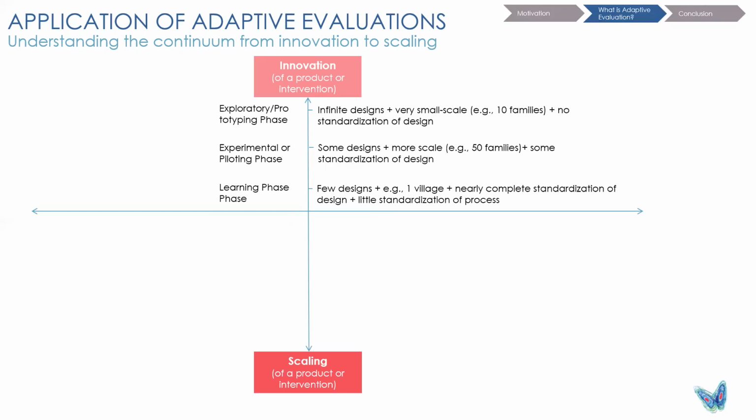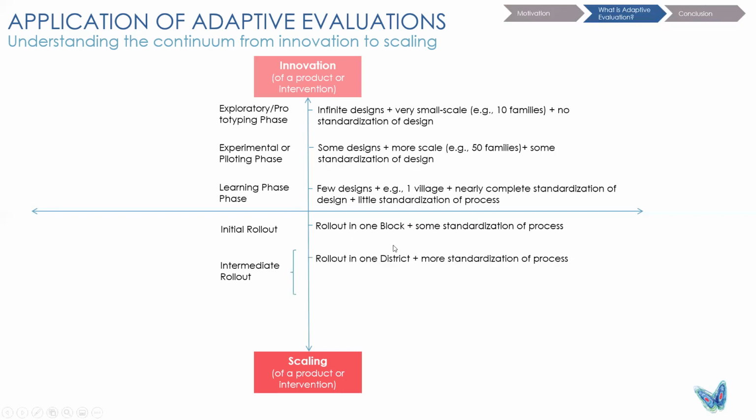At this point, there's a lot of standardization in design, but little standardization of the processes and the contexts that make it work. And from here, you move into scaling. So in an initial rollout, you'd roll out in India, this would be maybe one block, and you start to work on standardizing processes, experimenting on different processes that would make this work within the system and context. An intermediate rollout would involve scaling, so rolling out in a larger geographical denomination. In India, this would be a district.